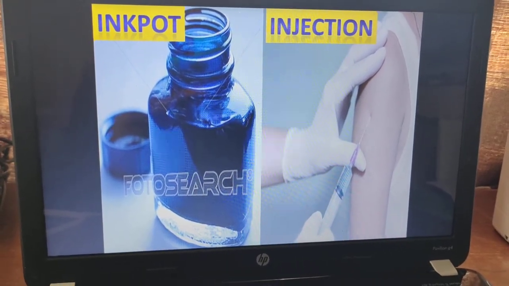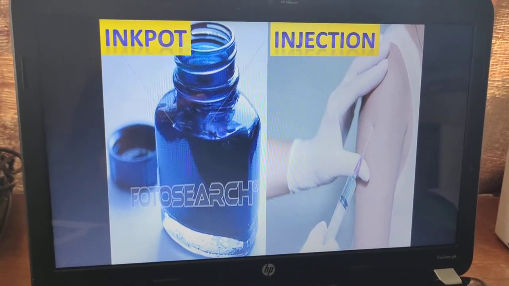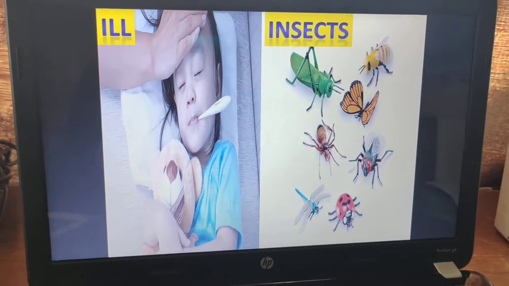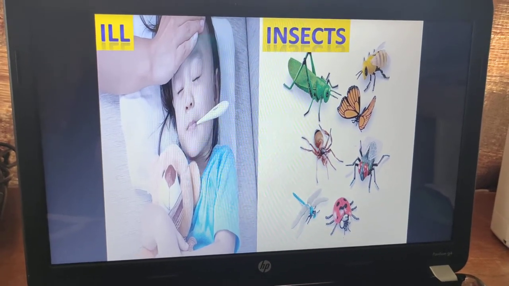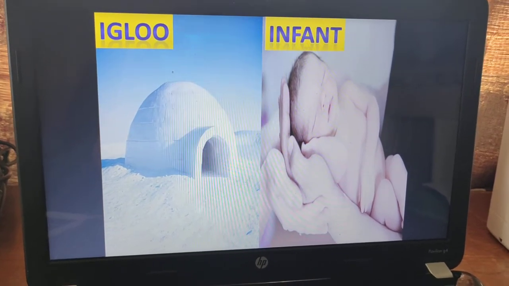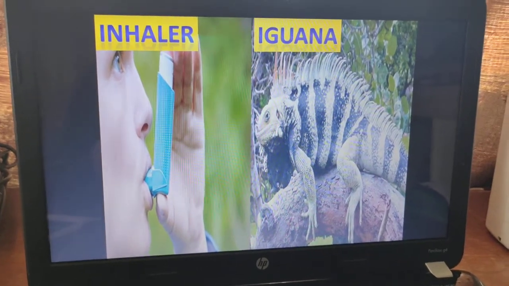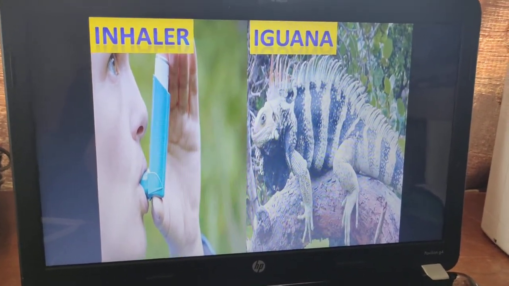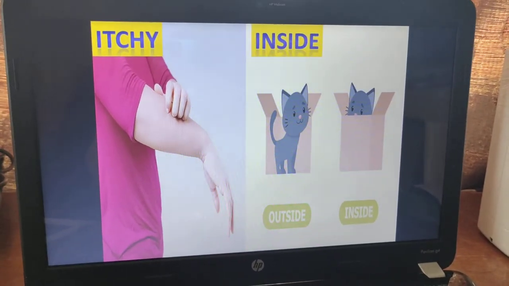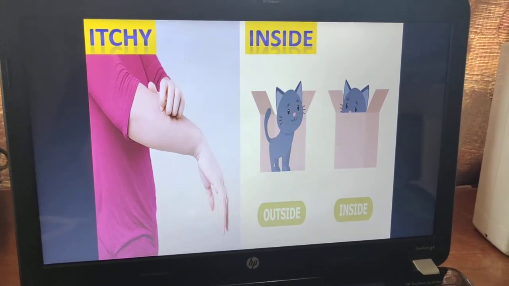I is for inkpot. E, E, E, inkpot. I is for injection. E, E, E, E, injection. I is for ill. E, E, E, ill. I is for insects. E, E, E, E, insects. I is for igloo. E, E, E, igloo. I is for infant. E, E, E, E, infant. I is for inhaler. E inhaler. I is for iguana. E iguana. I is for itchy. E itchy. I is for inside. E inside.